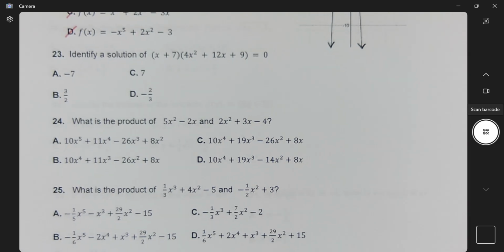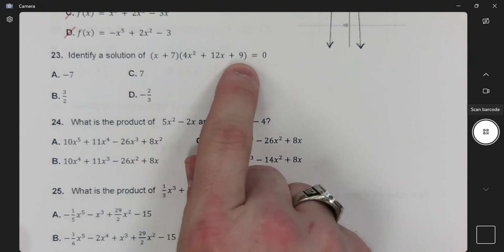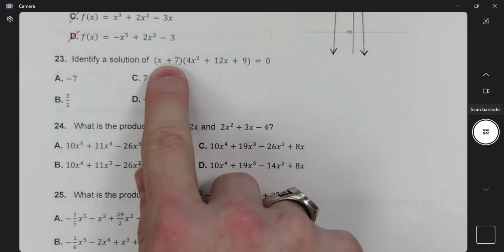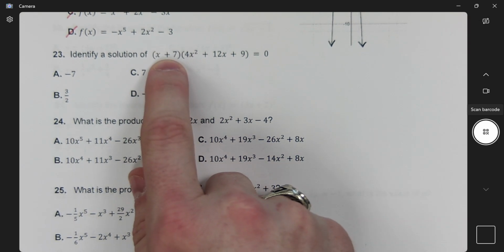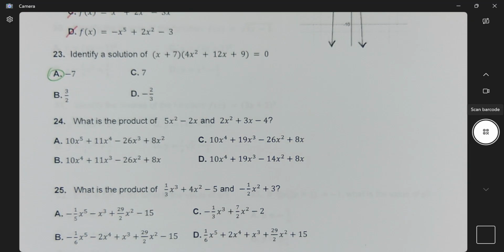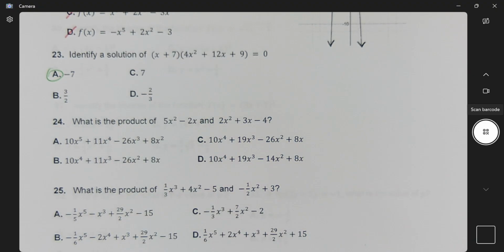23. Literally find a solution to what makes it equal 0. I'm going to type it on Desmos. Oh, you know what? I don't even need to. It's factored. Hey, what makes this set of parentheses equal 0? -7. There's your answer. Done. It's that easy. And if you weren't sure, you could type it on Desmos. But why bother? It's factored. And because it's factored, I know that -7 is a solution.